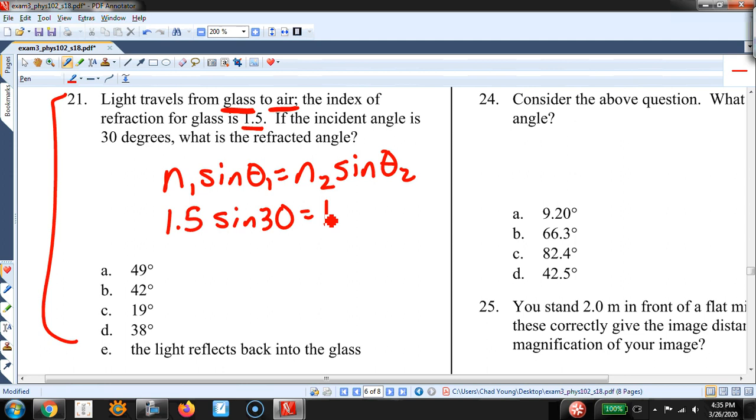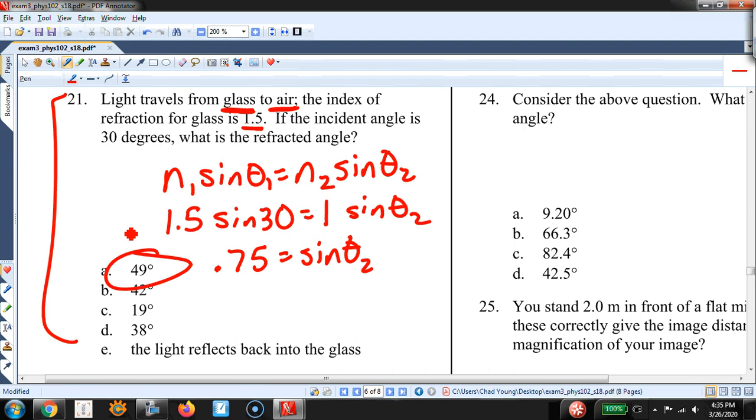You're expected to know that the index of refraction for air is 1. It's the same as a vacuum. Equals n2 sine theta 2. And then I need to solve that for theta 2. Now, you will be allowed to use your regular calculator. People did not like the calculator that we have in the quiz, so you will be allowed to use it. It's a terrible calculator. All right, so this is 0.75 equals sine of theta 2. And so the inverse sine of 0.75 is 49 degrees. Okay?